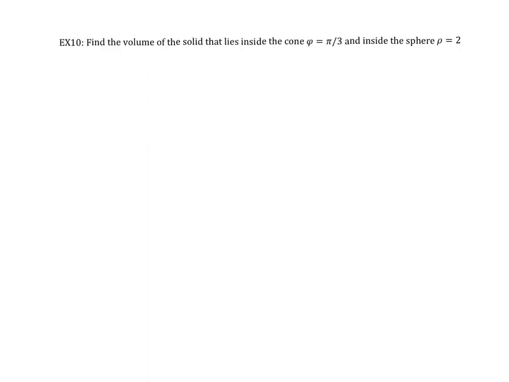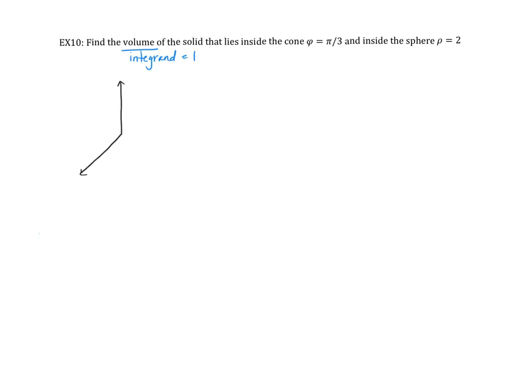And our last example, we want to find the volume of the solid that lies inside the cone, phi equal to pi over 3, and inside the sphere, rho equal to 2. Okay, so first of all, since I'm finding a volume, that means my integrand is 1. I'm looking at inside the cone and inside the sphere. Let me see what this looks like.